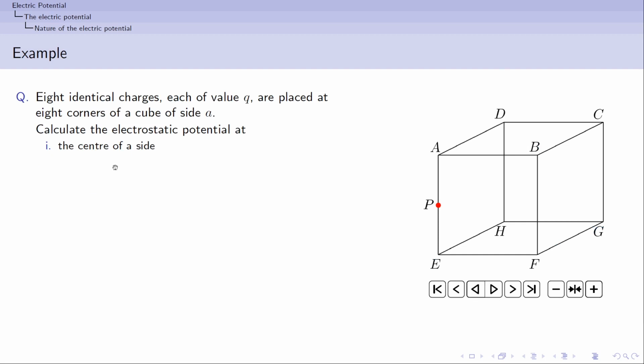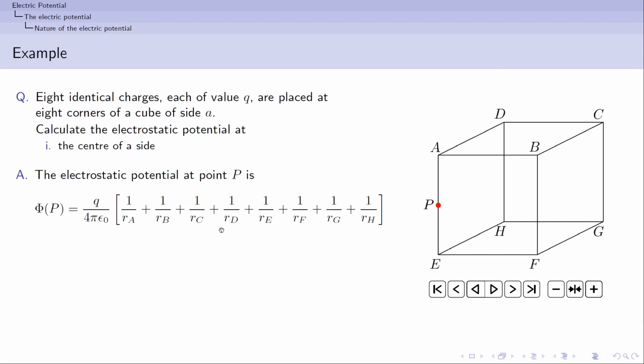So let's see the first question. I want to find the electrostatic potential at the center of a side, that is, the electrostatic potential at point P. Now remember, we have 1 charge at each of these vertices. There are 8 vertices, and at each of these vertices we have 1 charge.